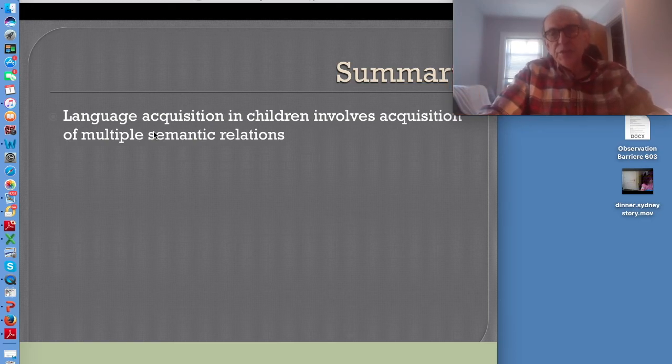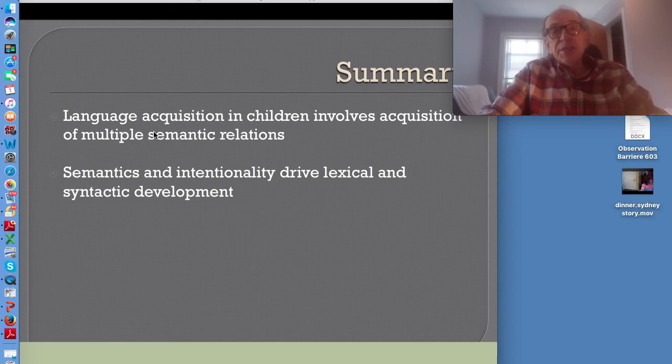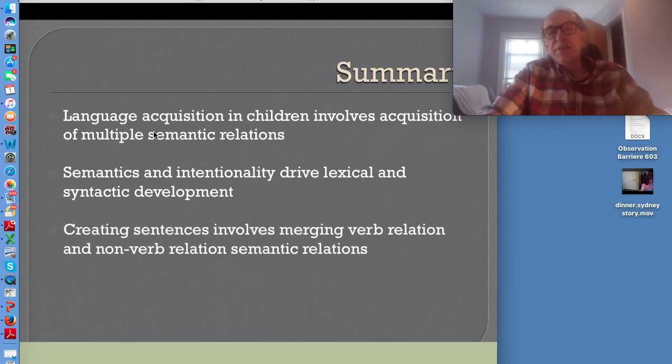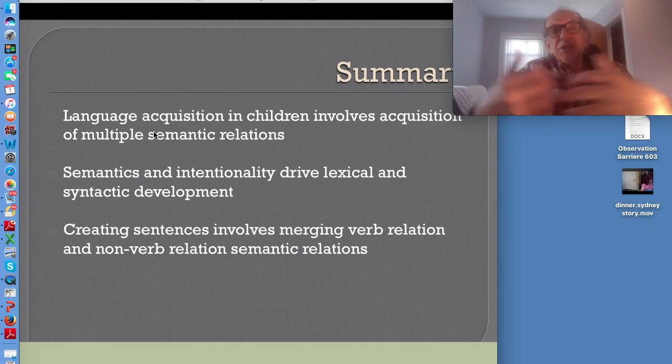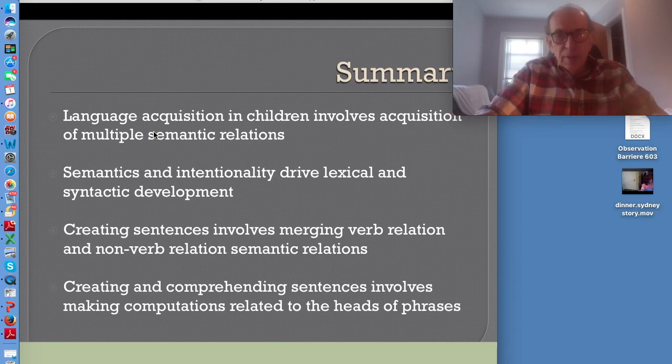Language acquisition in children involves the acquisition of multiple semantic relations, by the way. Semantics and intentionality drive lexical and syntactic development. But creating sentences involves merging verb relation and non-verb relation semantic relations, literally, by virtue of the head and the non-heads. And creating and comprehending sentences involves making computations related to the heads of these phrases based on syntactic function. And we will be spending time on all of this as we go along.